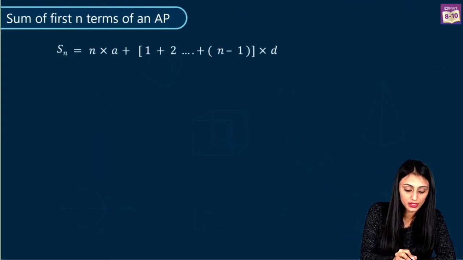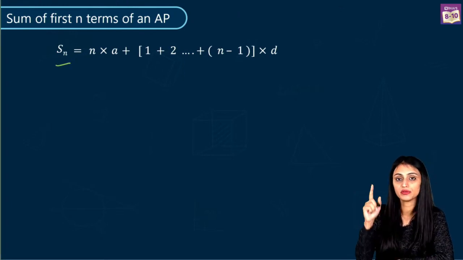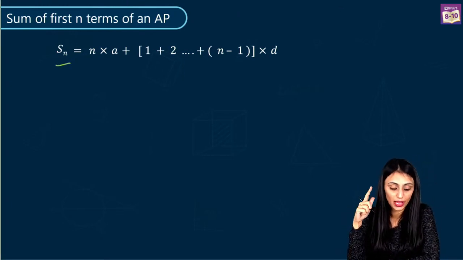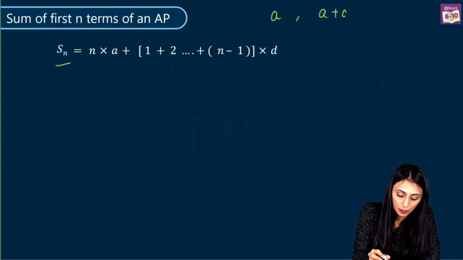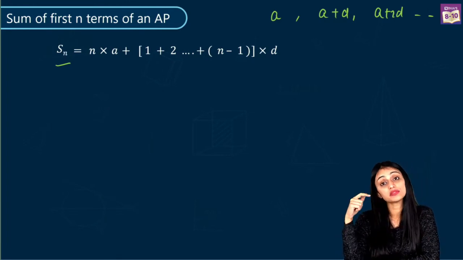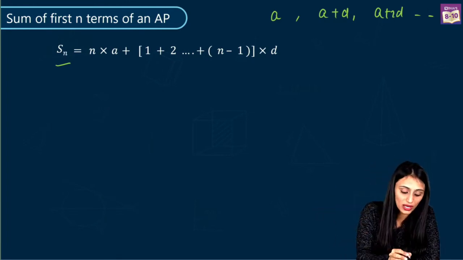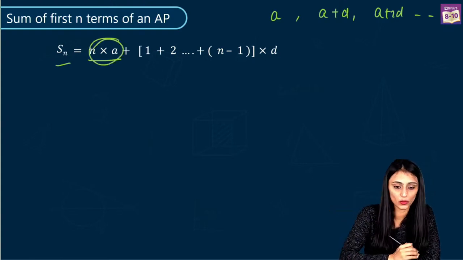So here, we find the sum of first n terms of an AP. If you see the previous slide that I showed you, the first day he made a number of cups, second day a plus d, third day a plus 2d, and so on like this, right? So let's suppose we have n number of days. So a would be repeated n times, right? So I'll multiply this n with a.